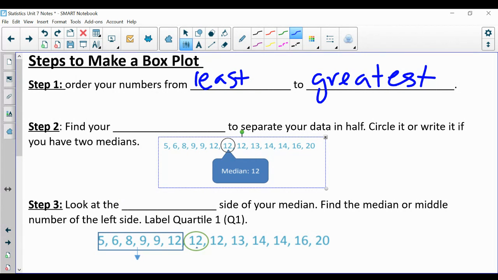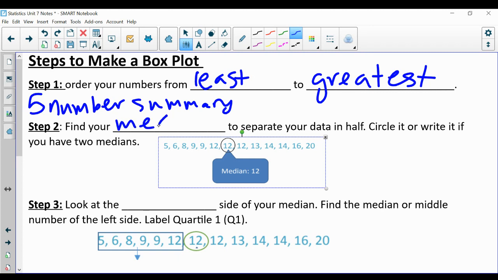Okay, so when we're finding a box plot, we're going to find something that's called a 5-number summary. Okay, a 5-number summary. And I'll explain what that is in just a minute. Okay, but moving on to step 2. So once you order your numbers from least to greatest, you then want to find your median, because that's going to separate your data in half.